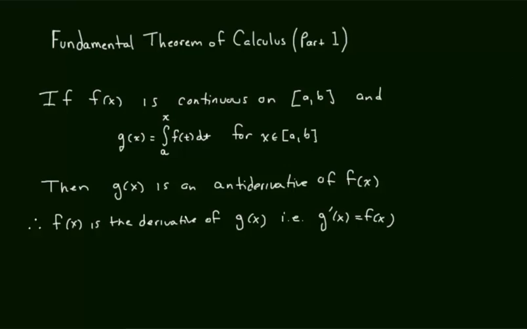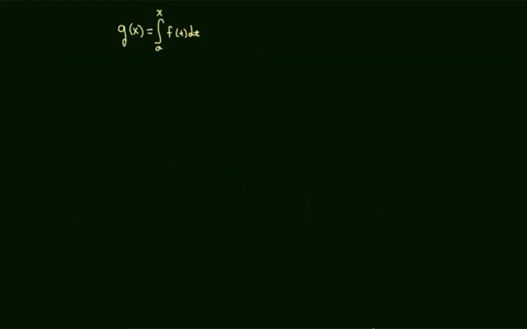What I'm asking you to do is, if you see this relationship defined on your paper, then automatically you know that g prime is equal to f. If you recall, the derivative of an integral is just the integrand. Let's think of it like this. If I said g prime of x, then that would equal the derivative with respect to x of the integral from a to x, f of t dt. And then the derivative of the integral gives us the integrand.